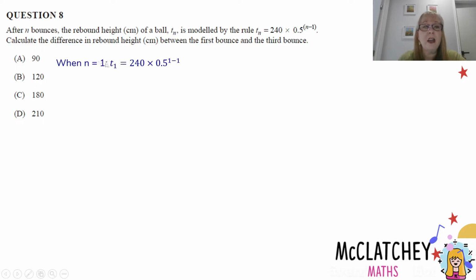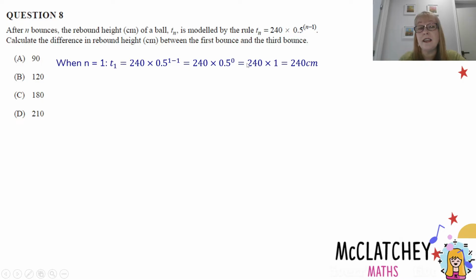So at n equals 1, we're going to substitute 1 into this particular recurrence relation. So we've got T1 equals 240 times 0.5 to the power of 1 take away 1. So this is what our rebound height is going to be after the first bounce. So 240 times 0.5 to the power of 0, anything to the power of 0 is simply 1. So 240 times 1 is 240 centimetres after the first bounce. Okay, that's my first rebound height.